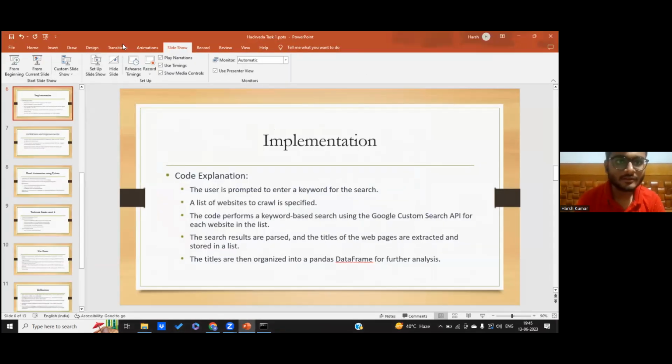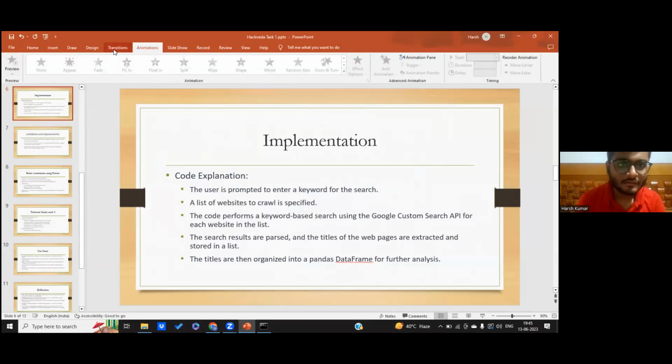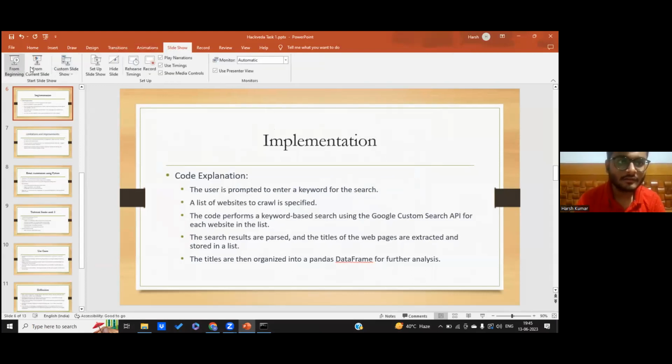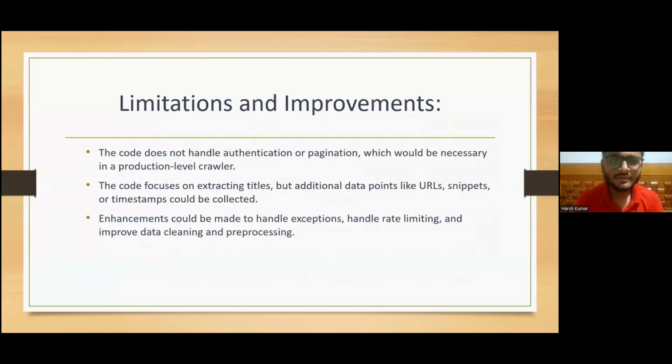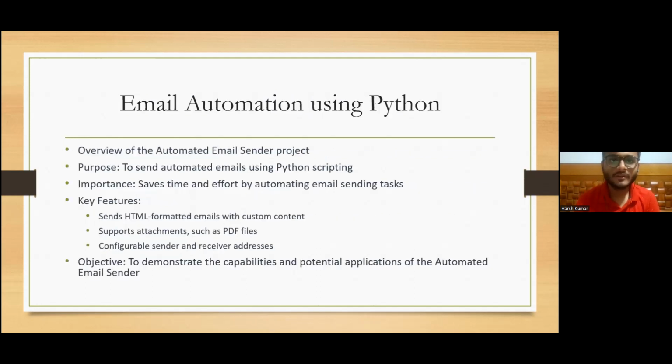Now, there are some limitations, as I already told. The code does not handle authentication or pagination, which would be necessary in a production-level crawler. Enhancements could be made in exception handling, since different types of exceptions are thrown and we would need to handle them. Also, URLs are not collected, so we can write some code to collect URLs as well.